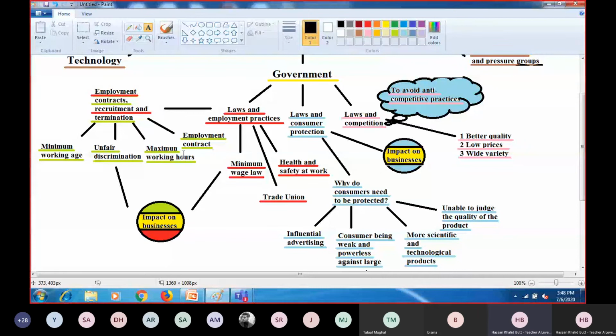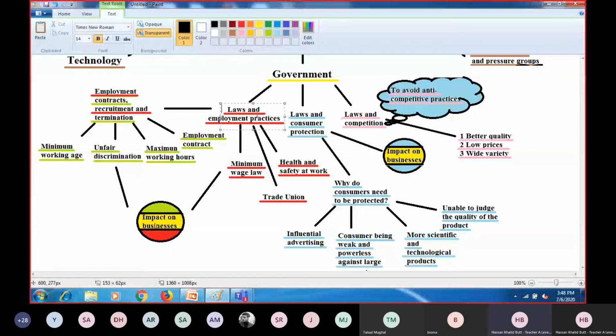Okay, so we are done with the laws related to employment contracts, recruitment, and termination. Then we have laws and employment practices, and we'll cover up till that. Now, listen, we are discussing laws and employment practices only. And under laws and employment practices, we covered employment contracts, recruitment, and termination, and their impact as well.